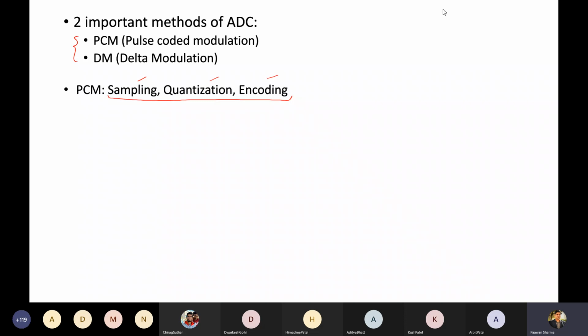So we will try to look into these PCM generation steps in detail. Okay, so you can see pulse code modulation. You have your continuous time domain signal m(t), then you sample, quantize and encode, and you get a digital representation.